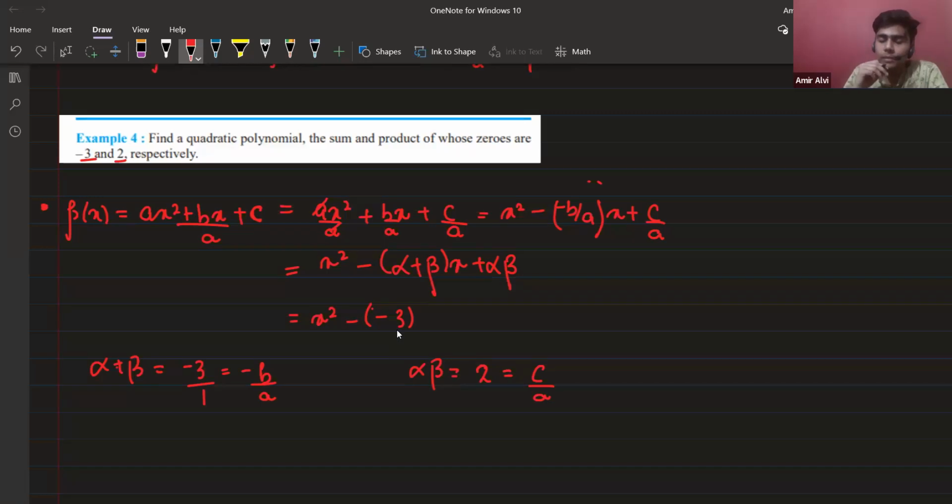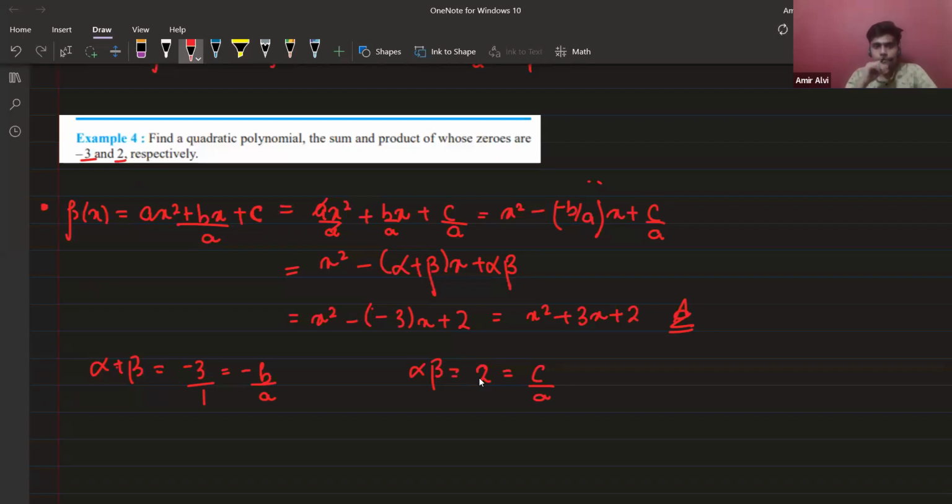I didn't get your point, Hiba. What are you trying to say? In the general form, x square minus (alpha plus beta) x plus alpha into beta. If we put in minus into minus 3 x plus 2, it will be x square plus 3x plus 2. So that's our expression of the polynomial.